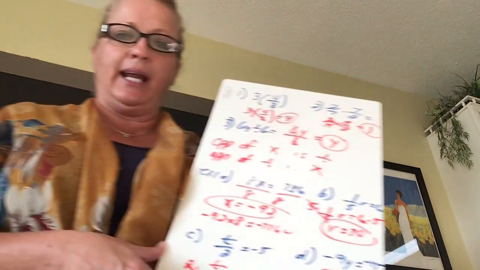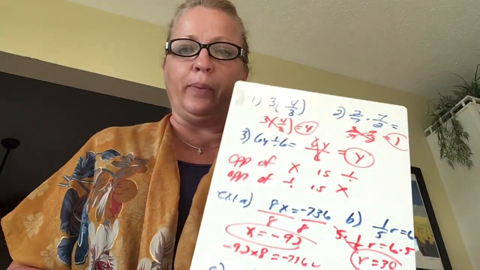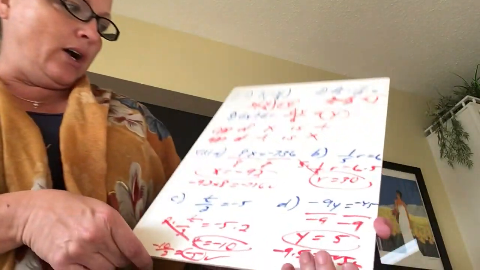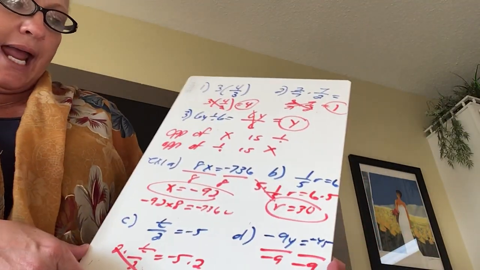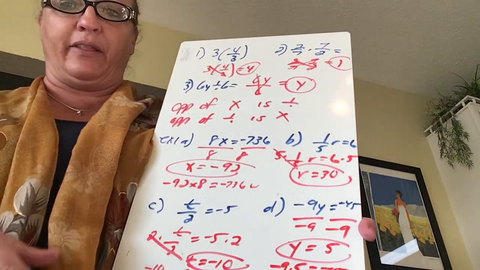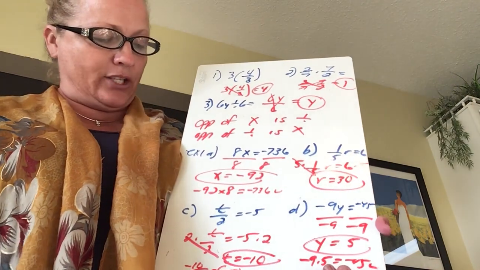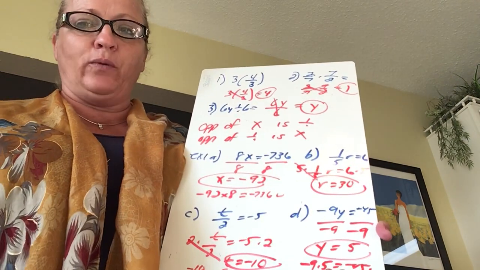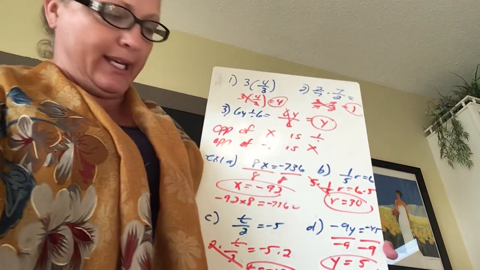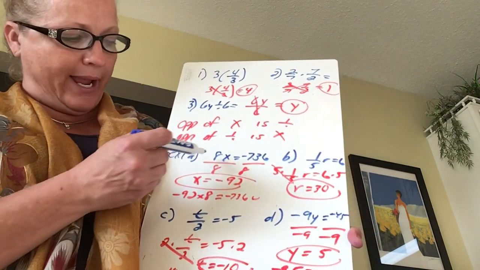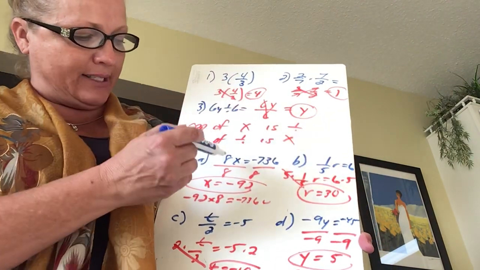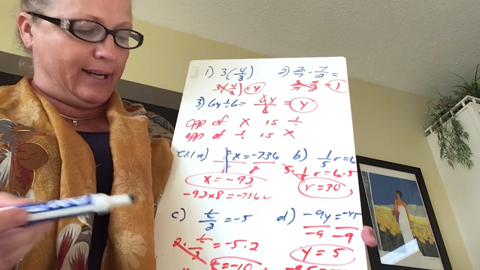All right, everybody ready? Everybody got their big boy, big girl pants on. Here we go. All right, so number 1A, 8x equals negative 736. All right, so 8 and x are multiplying. What is the opposite of multiplication? It is division, all right? This is why I went over this. If I take 8 over 8, that is 1.